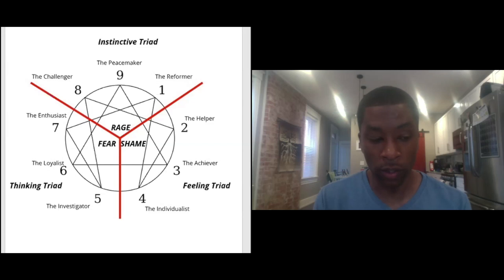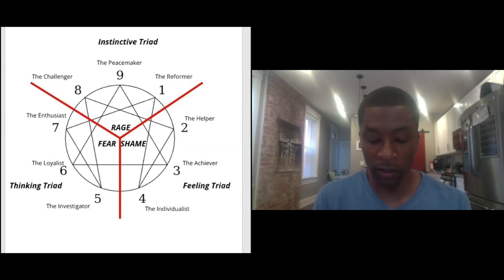8s, 9s, and 1s make up the instinctive triad and are also known as body types. Those of this group are mostly concerned with maintaining resistance to and controlling their environments. This means that they are attempting to use their will to affect the world without being affected by it. In addition to a defining characteristic, each triad also has an underlying feeling that dominates their personality. And in the case of the body types, this underlying feeling is rage or aggression. This anger can be focused inwardly towards the self or others.